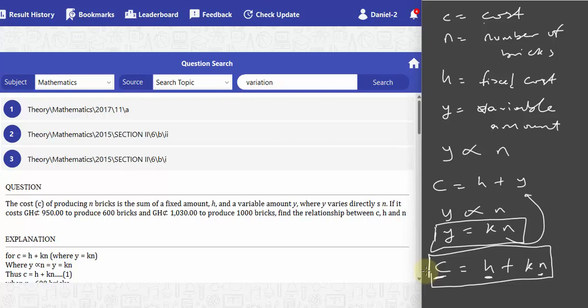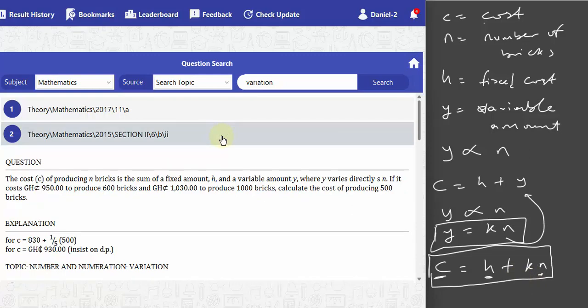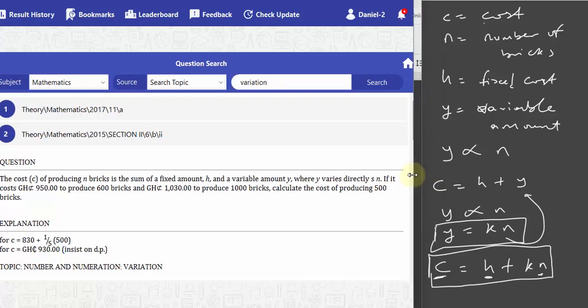So we've got the first question sorted out, which is the relationship. This is the relationship between n and y, and this is the relationship between n and C. So let's take a look at the next question. The next question is saying that we should calculate the cost. Given this extra information, we should calculate the cost of producing 500 bricks. So let's take a look at how to go about it.